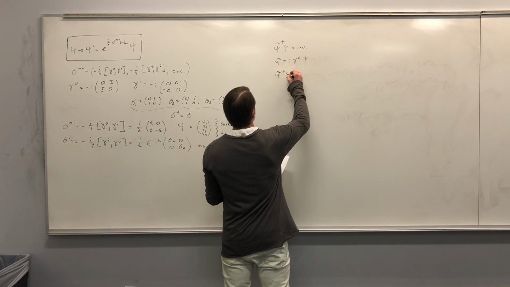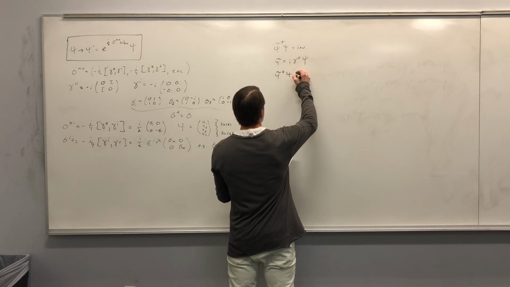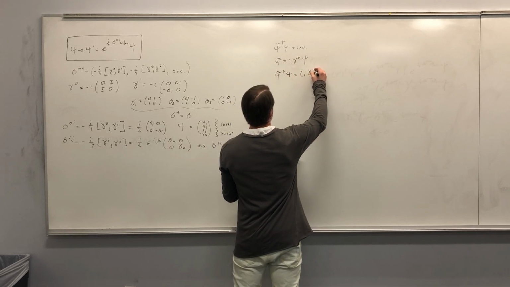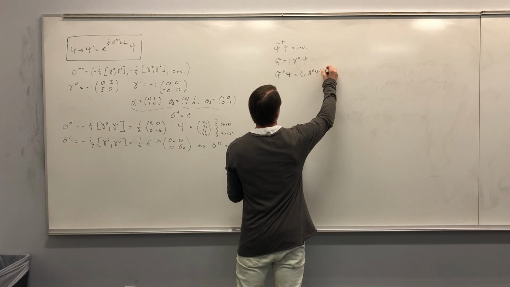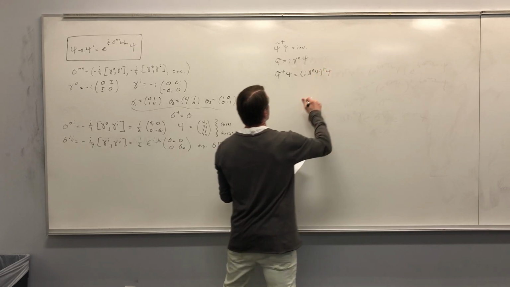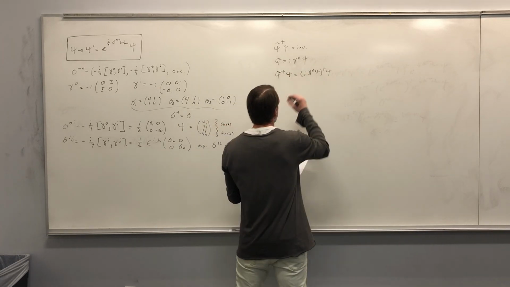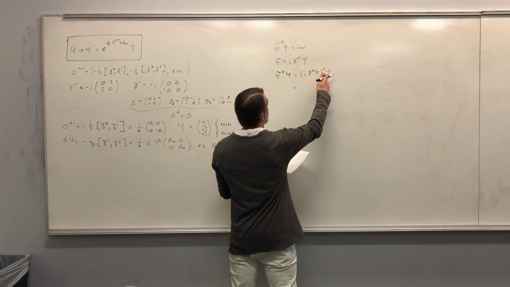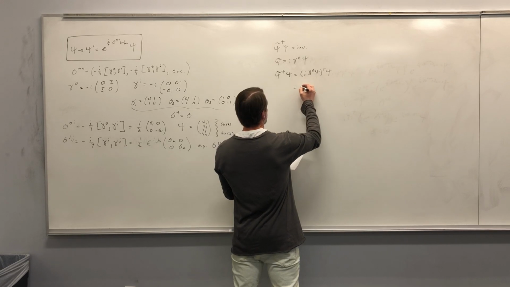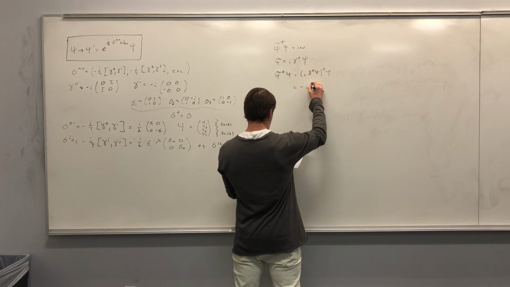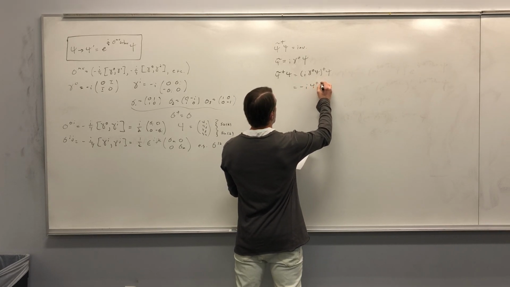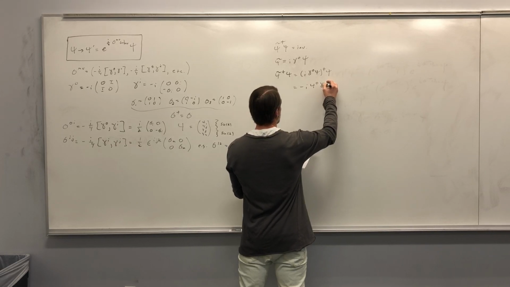Psi twiddle psi is, of course, i gamma 0 psi dagger psi. It's just replacing the psi twiddle with i gamma 0 psi. Okay. Now I can go ahead and dagger this. So this is going to be minus i psi dagger gamma 0 dagger.